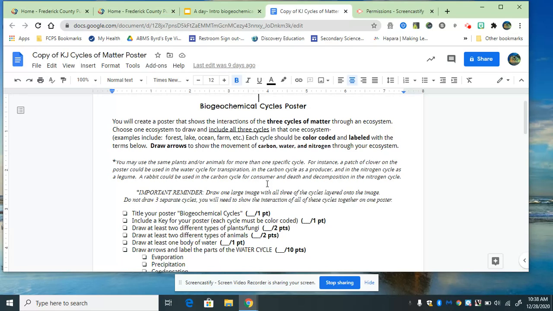For instance, a patch of clover on a poster could be used in the water cycle for transpiration, in the carbon cycle as a producer, and in the nitrogen cycle as a legume. A rabbit could be used in the water cycle for a consumer, or death and decomposition in the nitrogen cycle.